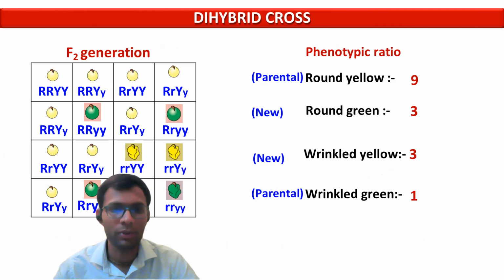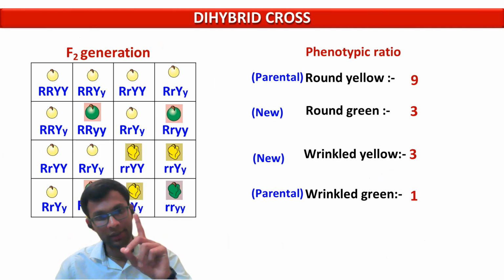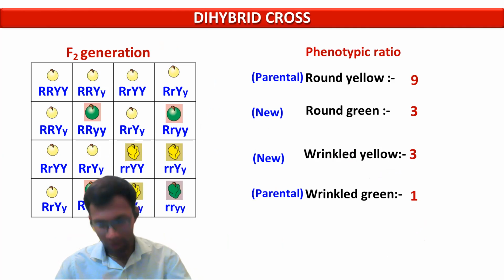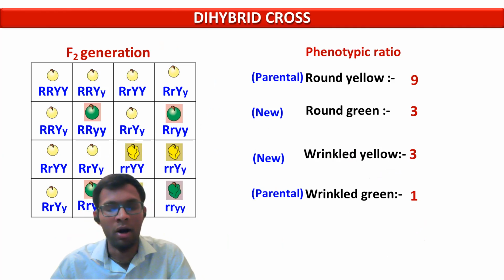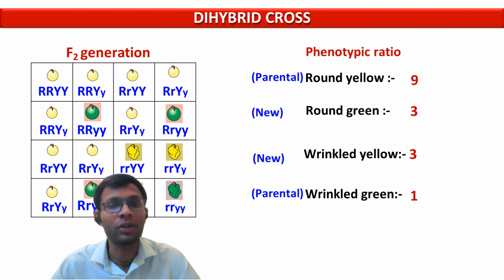If you talk about the phenotypic ratio, we have got round yellow, which resembles the original parent. Capital R capital R capital Y capital Y, that parent also has the phenotype round yellow. And then wrinkled green, that is also the phenotype of the recessive parent. So these are the phenotypes which resemble the parents completely. But then again, you can see here we have got new phenotypes, round green and wrinkled yellow.